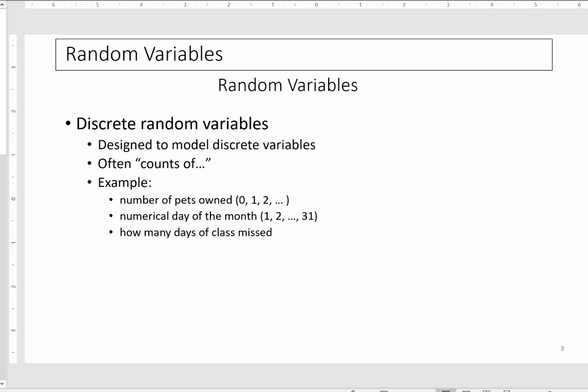So a discrete random variable will be things like number of pets owned, so you can count them. Numerical day of the month, 1, 2, 3, 4, all the way to 31. How many days of class was missed? All of those can be counted. And this is a discrete random variable when the values of the variable can be counted.